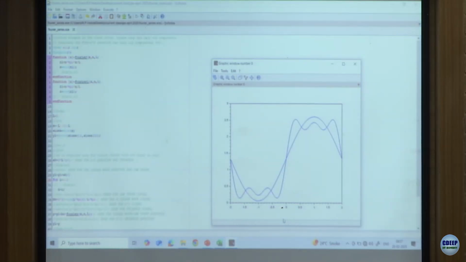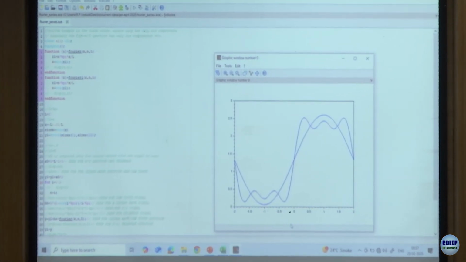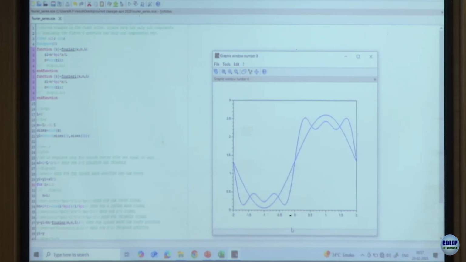Okay, so I just took 2 terms. When I took 2 terms, that guy looks like a sine wave. And now as and when I have increased to 4 terms, or 5 terms, that has become that. And now let me just make it 50 terms.